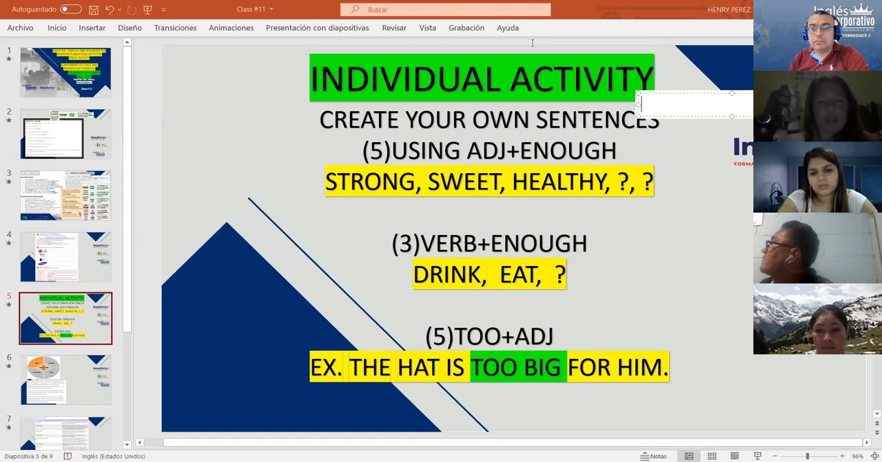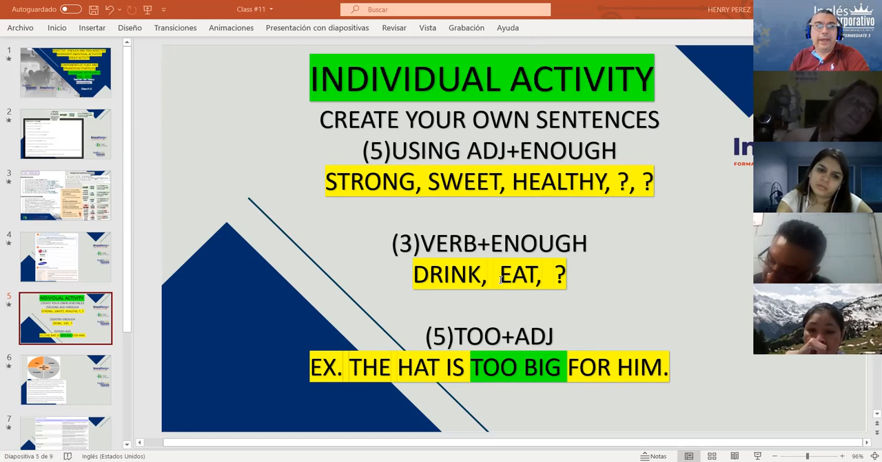Teacher, what is the correct way to use verb plus enough? Okay, let me see. I'm going to challenge someone. Can someone give Blanca an example using verb plus enough? I have one example, but I don't know if it's right. Okay, go ahead, Blanca. I have drink enough water for today. I have drink. Drink, present perfect. I have drank enough. You use have, the auxiliary, right? I have drank enough water for today. That is correct.